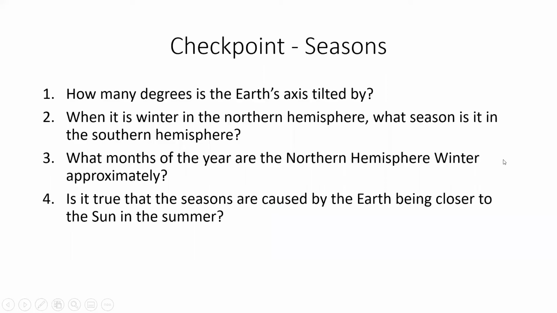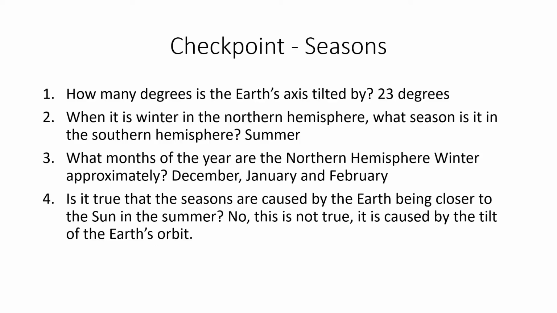So checkpoint, seasons. It's the last checkpoint of this presentation. Now we'll go through the answers. How many degrees is the Earth's axis tilted by? The Earth's axis is tilted by 23 degrees.